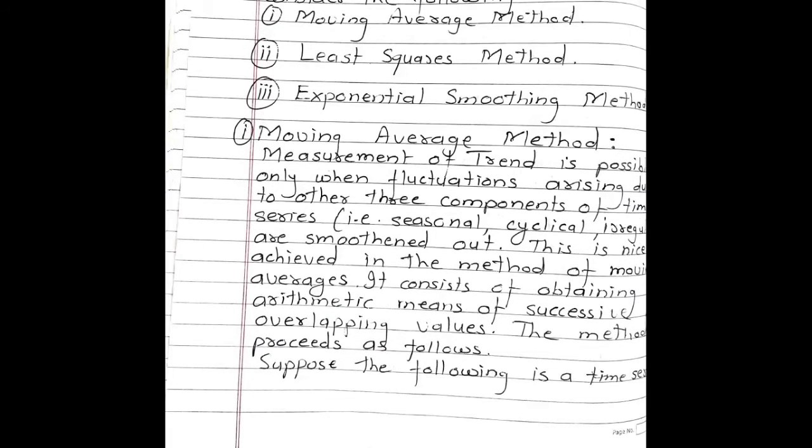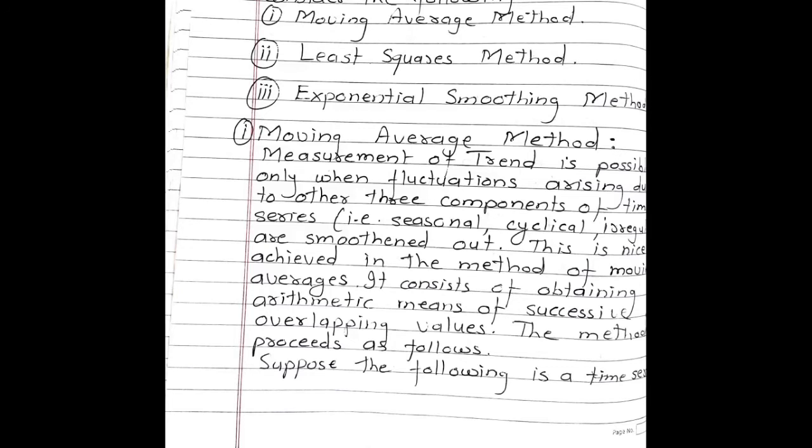Moving average method. Measurement of trend is possible only when fluctuations arising due to the other 3 components of time series, that is seasonal, cyclical, and irregular, are smoothed out. This is nicely achieved in the method of moving averages. It consists of obtaining arithmetic means of successive overlapping values. The method proceeds as follows.